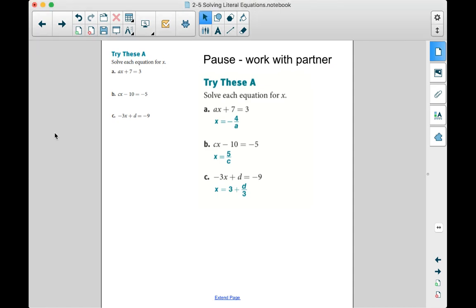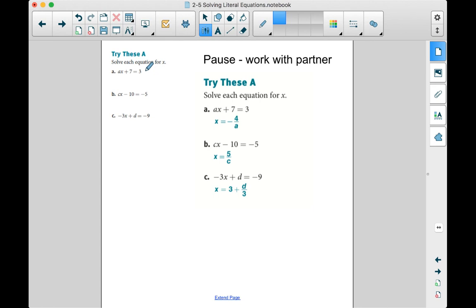All right, so here are your solutions to the Try These A. And if you aren't quite sure how we did them, let me walk through the first one with you. If you are sure, you can just skip ahead. So here it says solve for x.